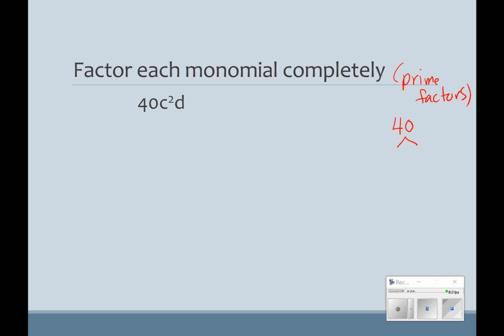So what goes into 40? Well, I know 4 goes into 40 10 times. I know 2 goes into 10 5 times. And then 4, 2 goes into that twice. So these things at the end of my trees are my prime factors. So I'm going to get 2 times 2, I've got 3 of them, times 2 times 5. If you were to multiply all those together, 2 times 2 is 4, times another 2 is 8, times 5, and that's going to give me 40.